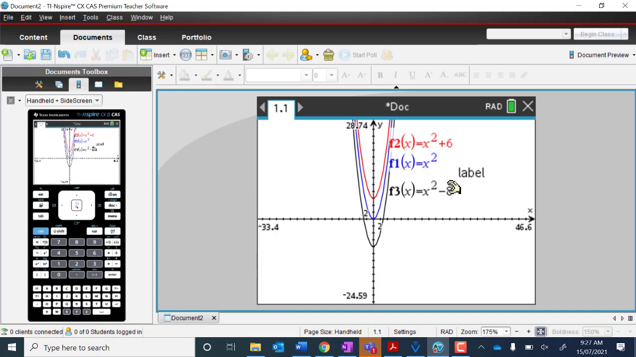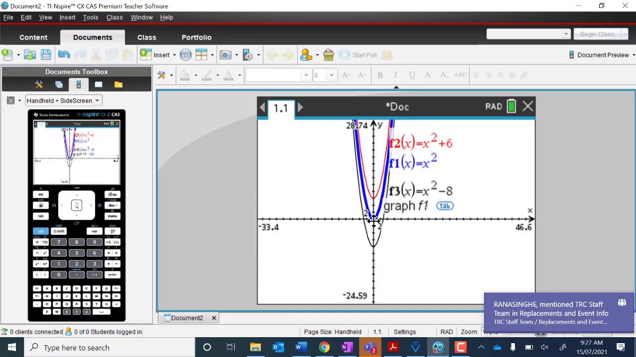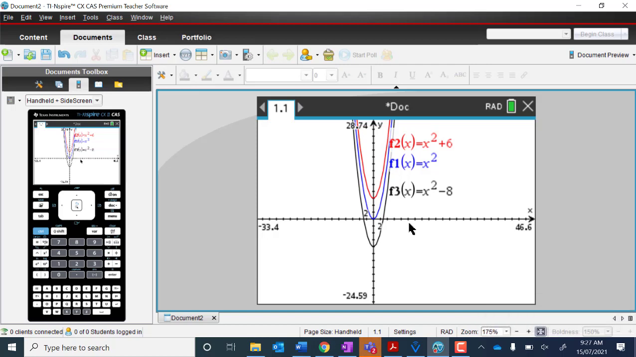The y-intercept is minus 8, but it's also moving every point down 8. So the one point we're talking about, which is in particular quite interesting to us, is this turning point right here. That point there is going down 8 places. Okay, that's what we call a transformation.